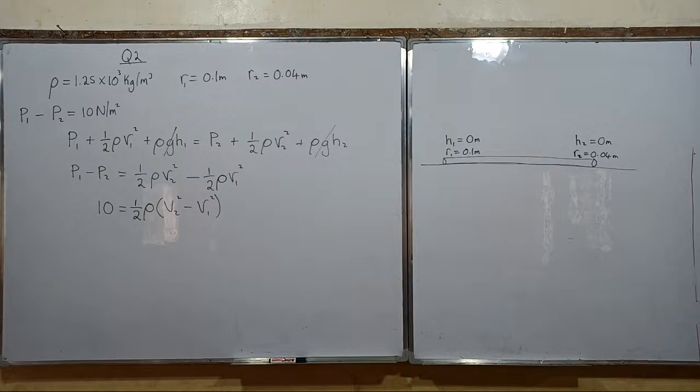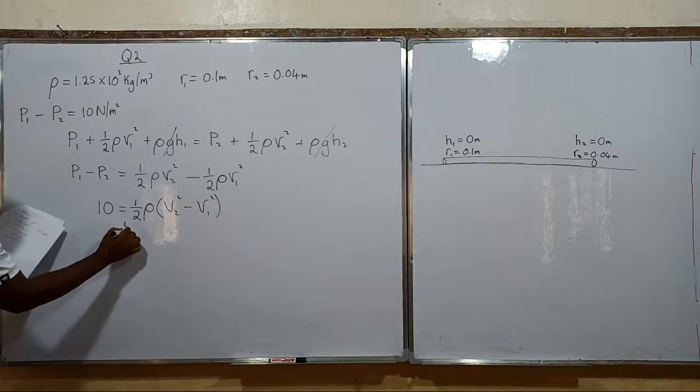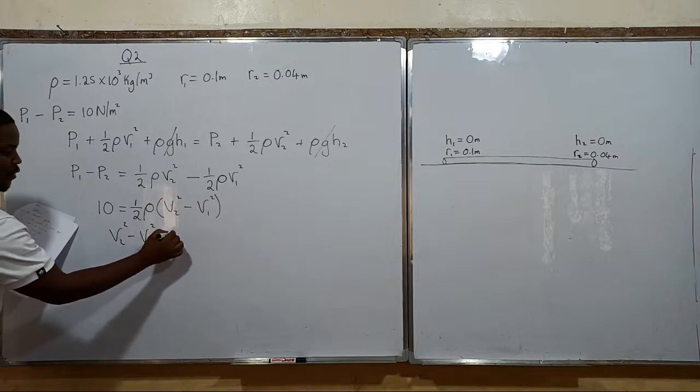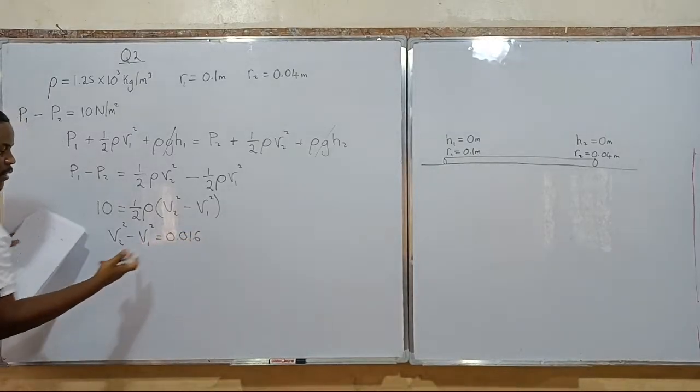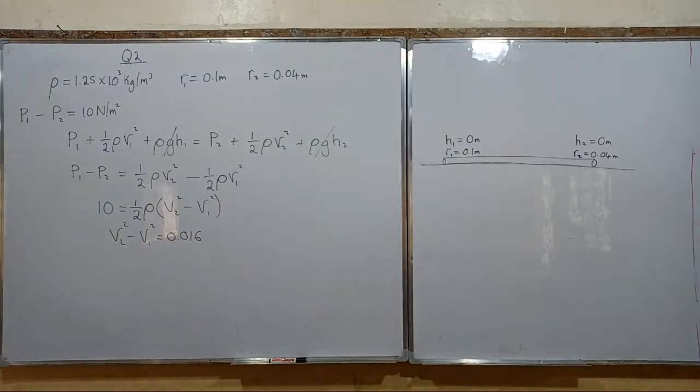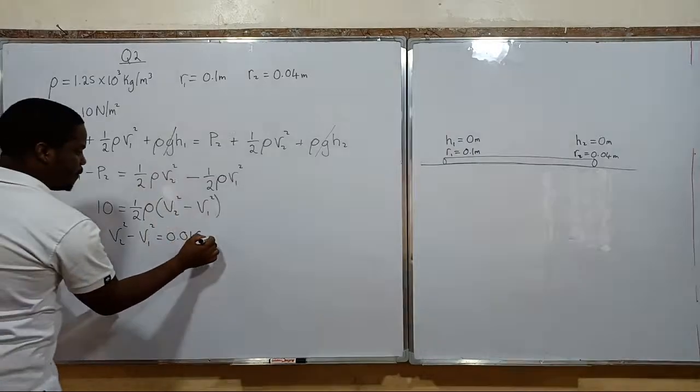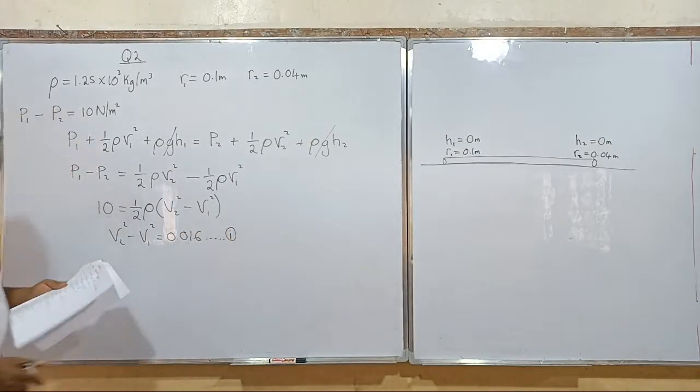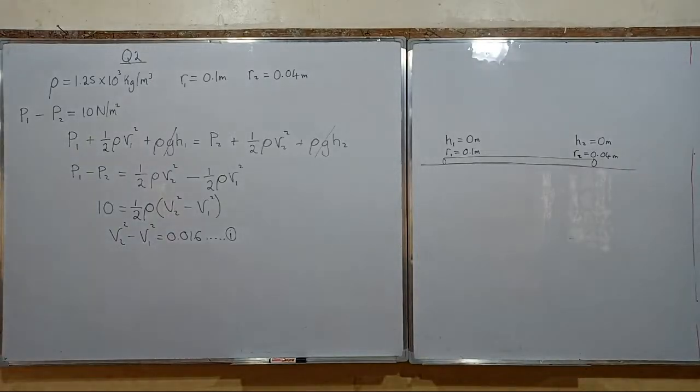What are we getting? 62. Are you sure? Yeah, 62. So 0.016. So we're saying V2 squared minus V1 squared is equal to 0.016. Let's call this equation 1. Come back to it. Let's leave it hanging.